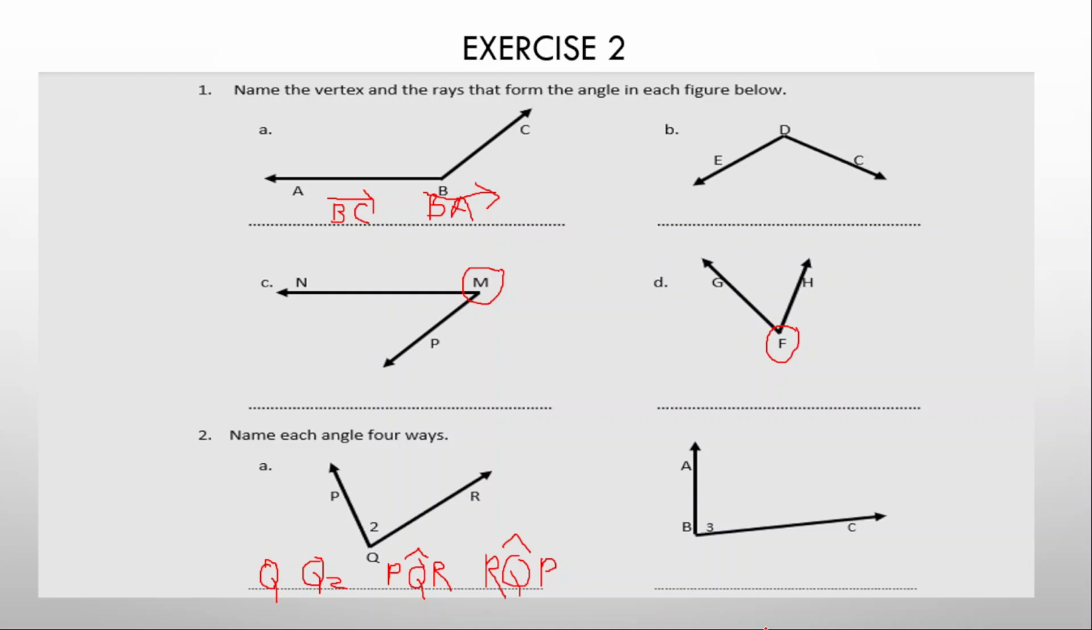Name this angle 4 ways. B, just B. Then you can call it B3. Then you can call it ABC. And lastly, you can call it CBA.